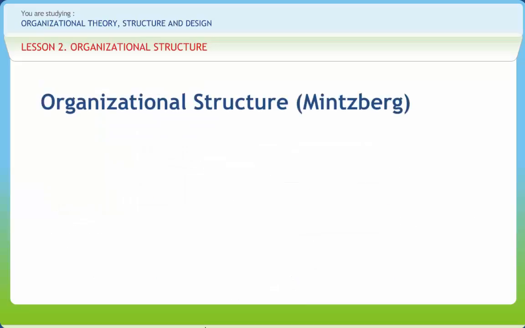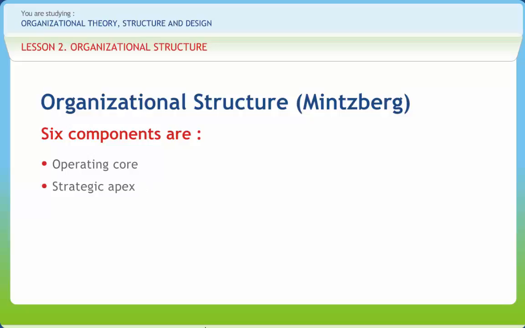Mintzberg defined organizational structure as the sum total of the ways in which it divides its labor into distinct tasks and then achieves coordination among them. Each configuration contains 6 components. First is the operating core, the people directly related to the production of services or products. Second is the strategic apex, which serves the needs of those people who control the organization. Third is the middle line, the managers who connect the strategic apex with the operating core.